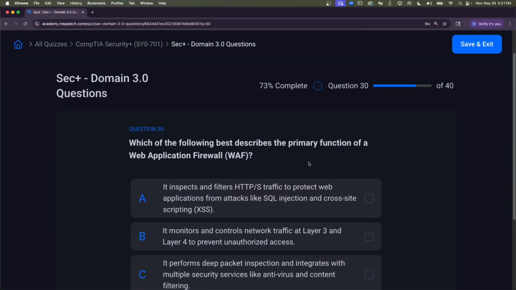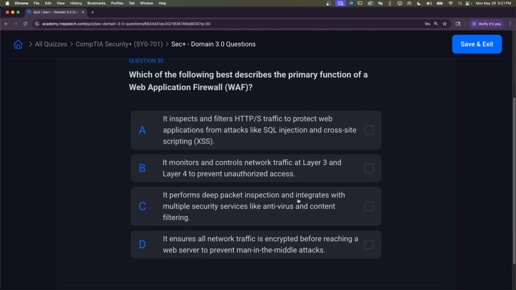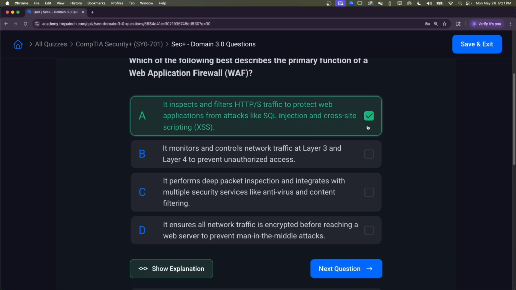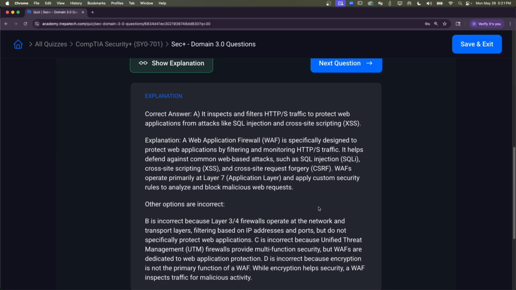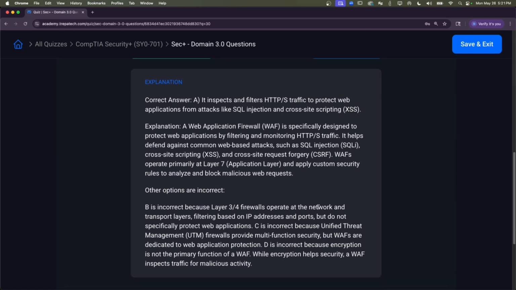Question 30. Which of the following best describes the primary function of a web application firewall? So a web application firewall just deals with HTTP. That's its whole purpose, to protect us from web application-based attacks. So I'm going to go with A. It inspects and filters HTTP, HTTPS traffic to protect web applications from attacks like SQL injection and cross-site scripting, just web-based attacks, right? That's its actual function. Pause the video if you'd like to read the explanation.